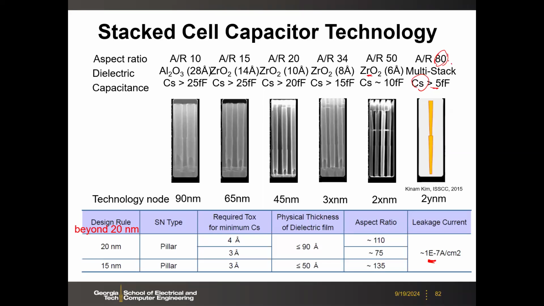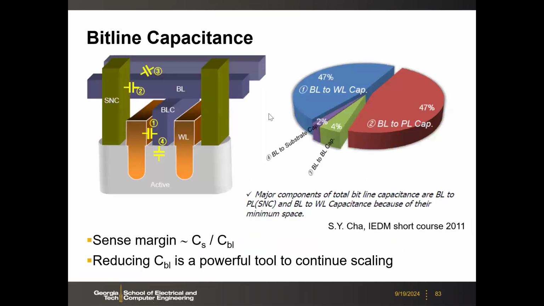Because the other part, as we know, 1T, 1C, then we need to look at the transistor technology as well for the DRAM. So that's today's topic. So before we talk about the transistor, the sense margin, as we discussed before, right? Delta V depends on the cell capacitance and then the ratio between the cell capacitance and the Bitline parasitic capacitance.